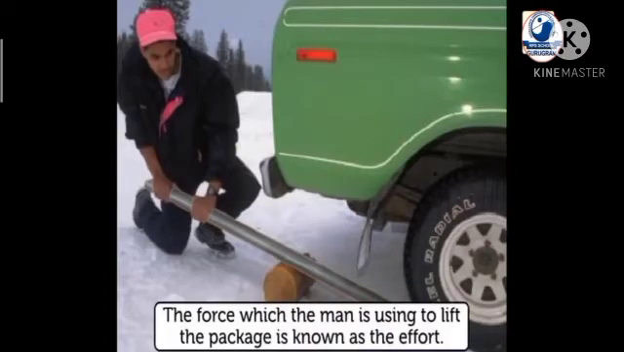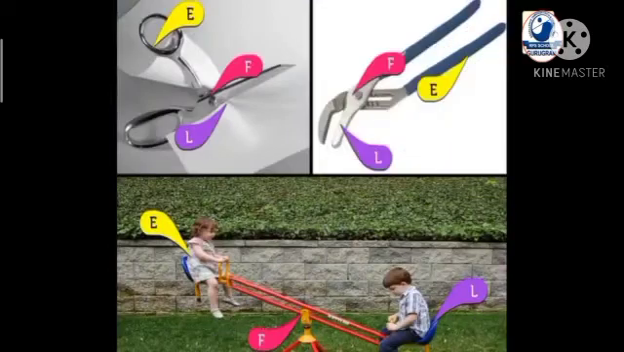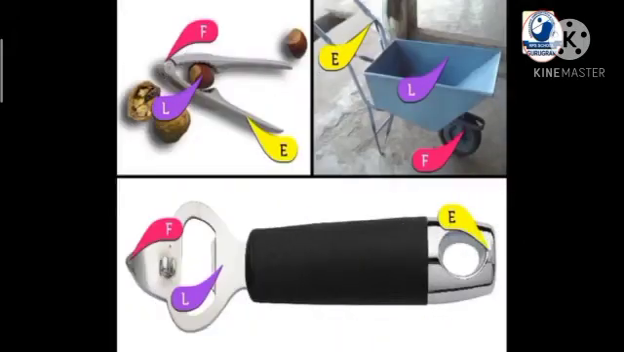The force by which the man is using to lift the package is known as the effort. The effort put at one end of the rod is transferred to the other end of the rod, which was pushed under the load, and the work gets done. Here, the fulcrum is between the load and the effort.